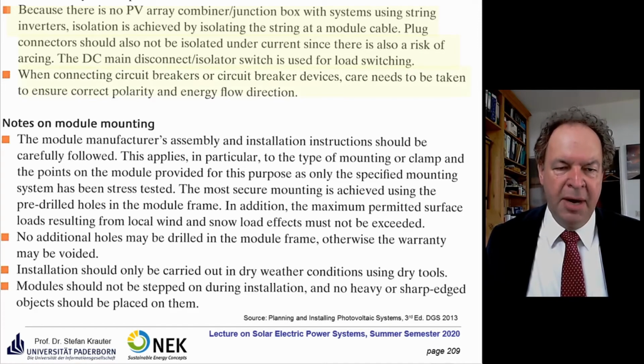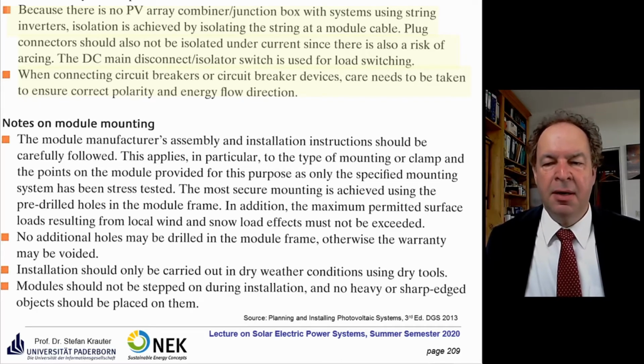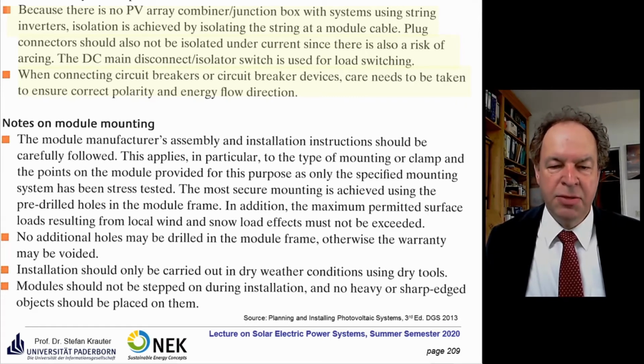Notes for module mounting. Sure, you should consider the manufacturer's assembly and installation instructions. Also, if you use very thin framing or even frameless modules, you should really consider the recommendations of the manufacturer, because there has to be a certain size of the mounting clamps and a certain position of the mounting clamps at the modules. Otherwise, there is a danger that the modules will break under high snow load or high wind speed conditions.